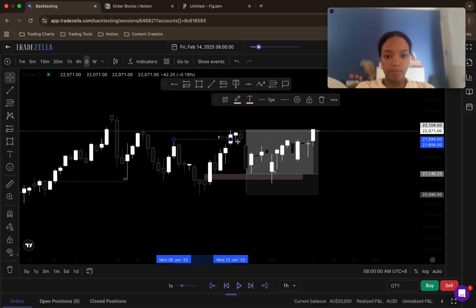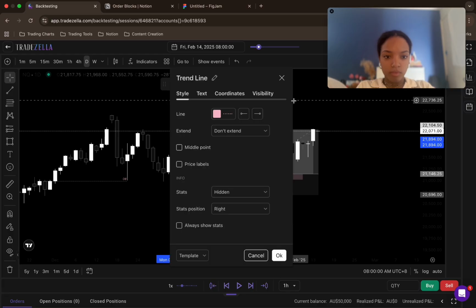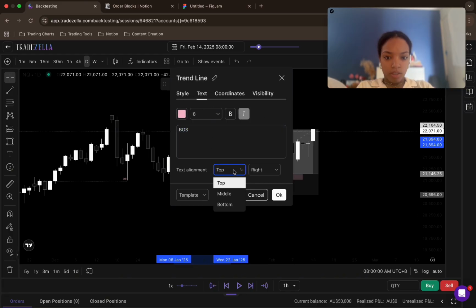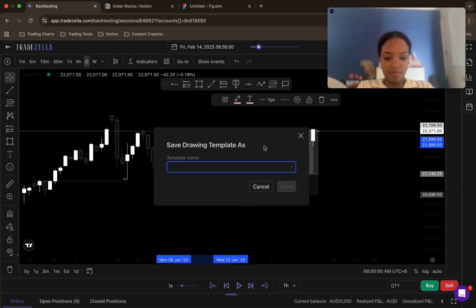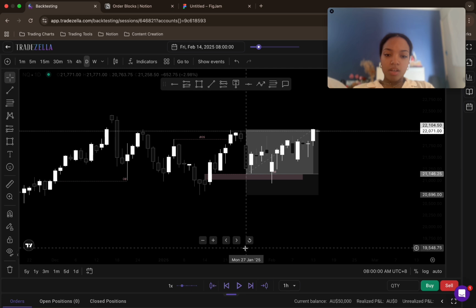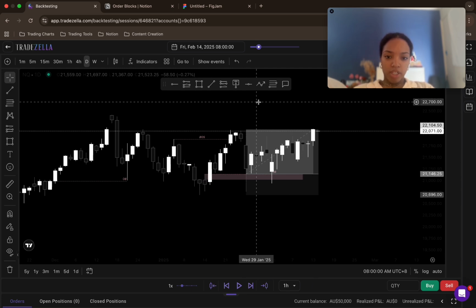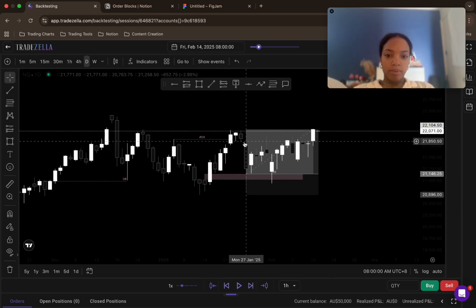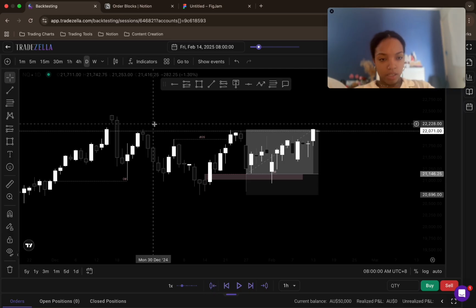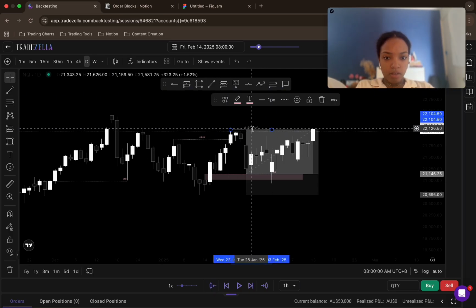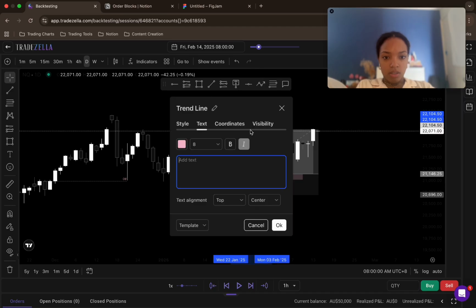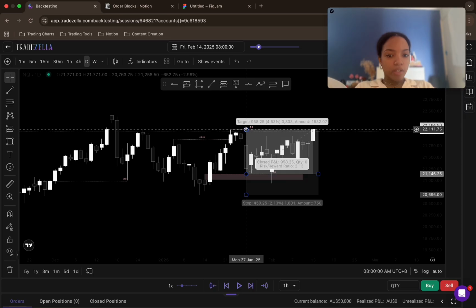Just mark that out. What we're going to do is make that in the center, and I'm going to save that. Okay, we made our breaker structure here, or change of character, I should really say. We pushed up, made a higher high, indicating that we are on a bullish time frame. Sell stops are going to be above here, so that's where our TP is.